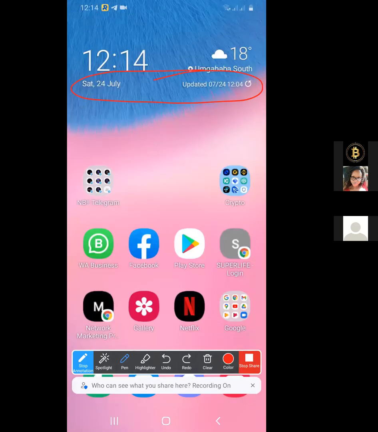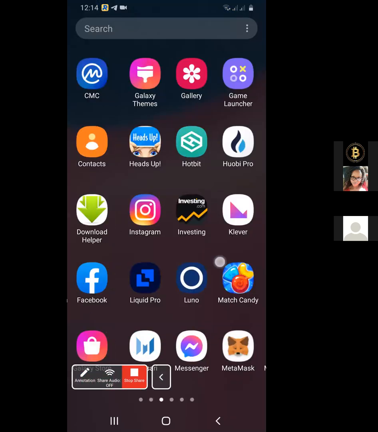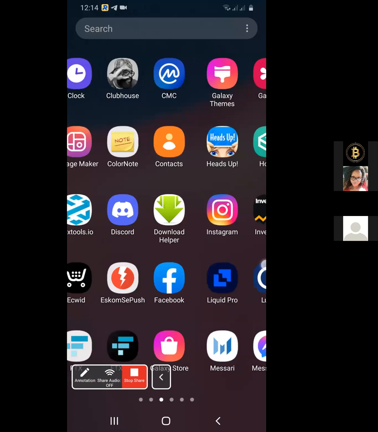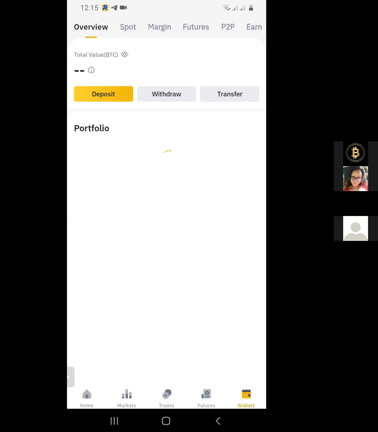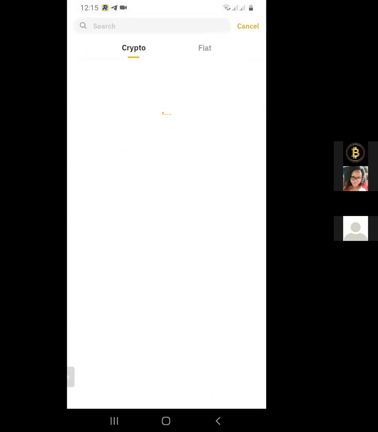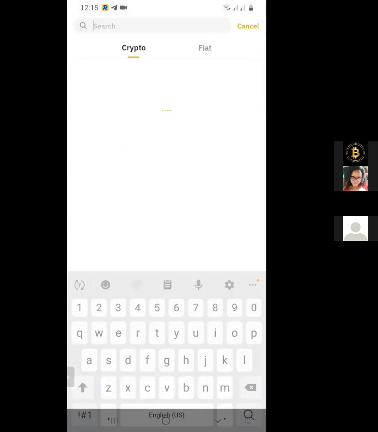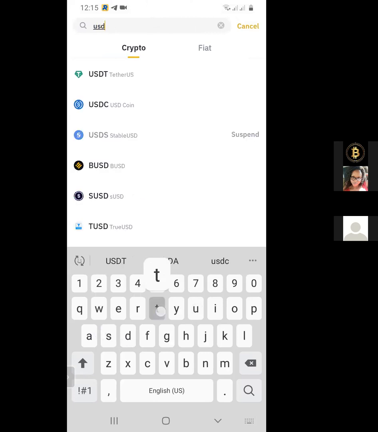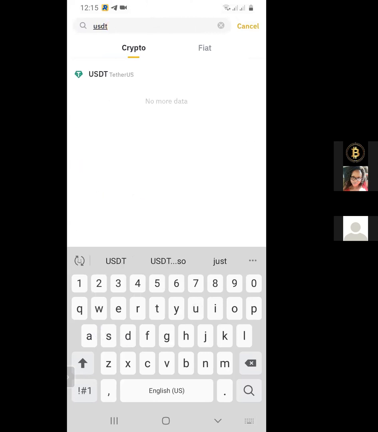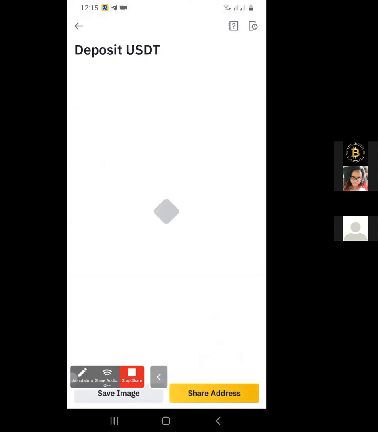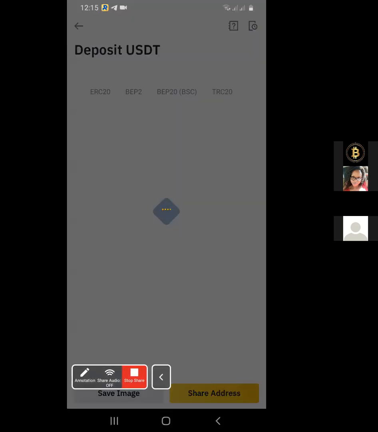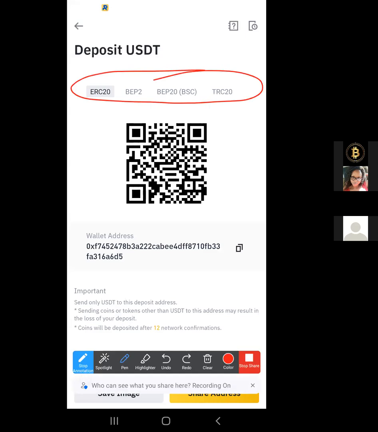So I'm gonna go to my Binance if I want to take this money out. I open my Binance. I come here to the bottom on wallet, and then I say deposit, okay? Because I am wanting to deposit money into my Binance. What am I depositing? I am depositing USDT. I click on USDT. And then this is the most important thing that will come up in your Binance.